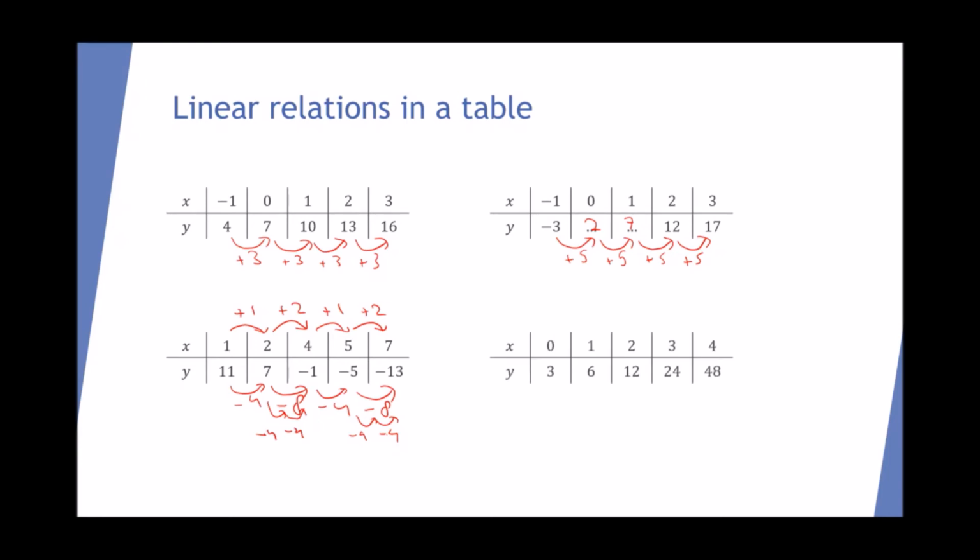Let's have one final example. In this table there is still clearly a pattern, because this is times 2, this is times 2, this is times 2, and this is times 2. However, if it's times, it's not a linear relation. A linear relation only works with plus or minus, with adding or subtracting. So this is the only example on this page that is not a linear relation. We will find out in a later chapter what kind of relation this is.